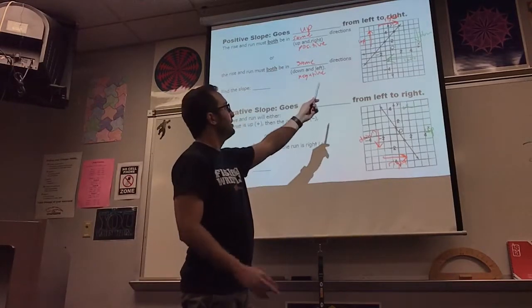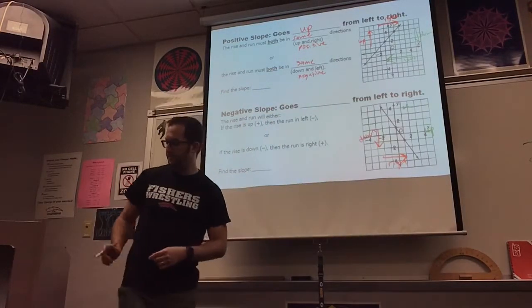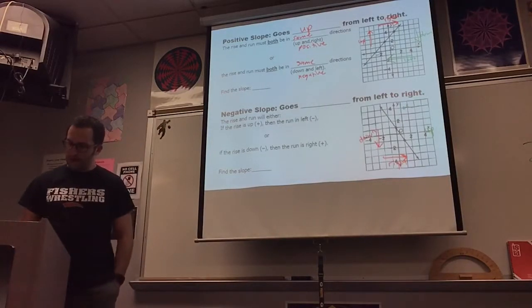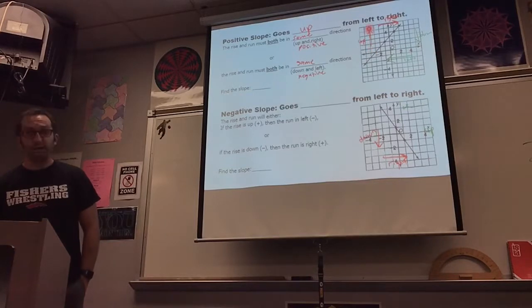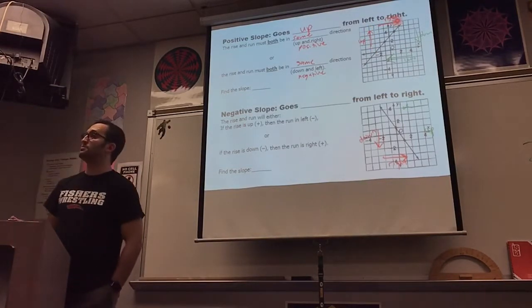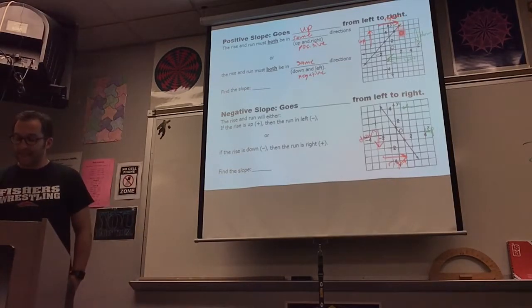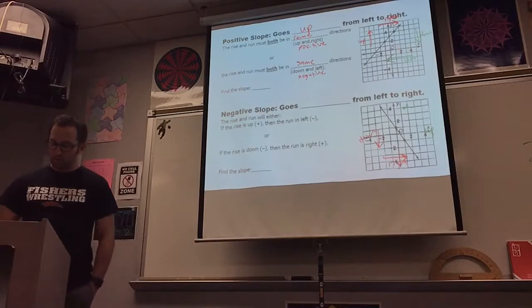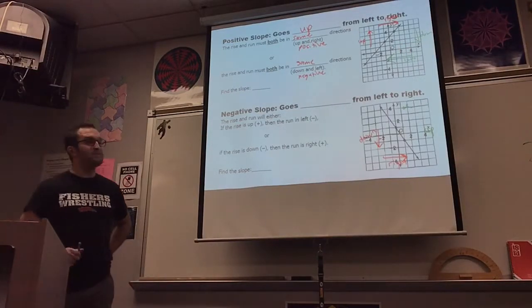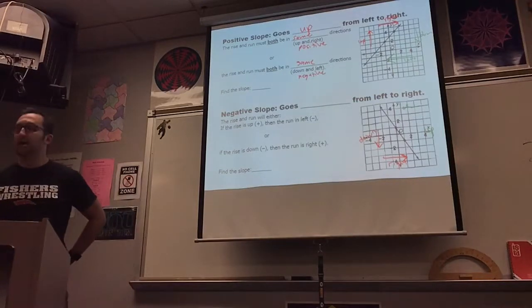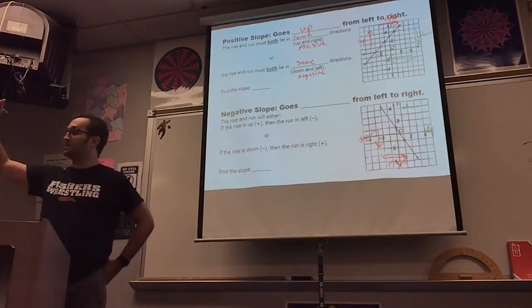That dark line, if the rise goes up, then the run must go right. You can also measure it by drawing down and left. Why does that work? Well, let's take a look at this graph, okay? Let's find the slope of that dark line. Let's draw up and right first.